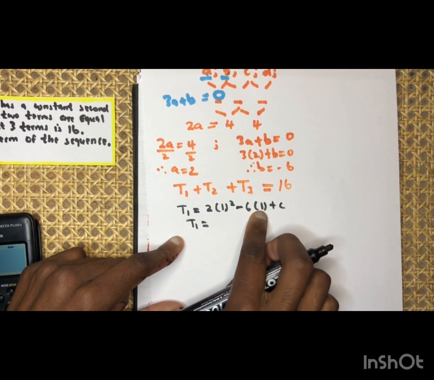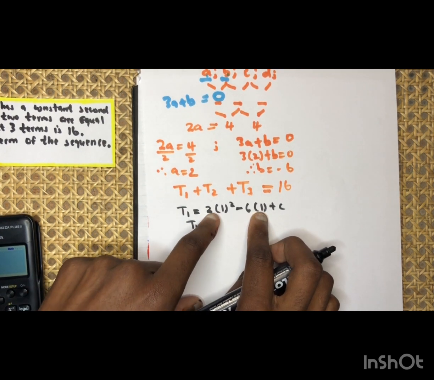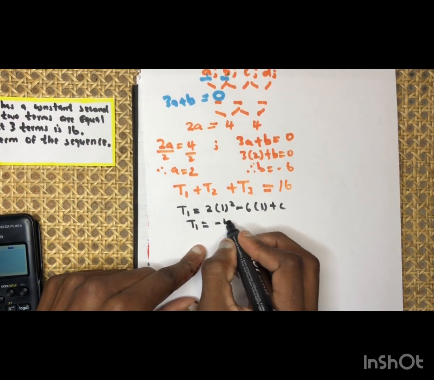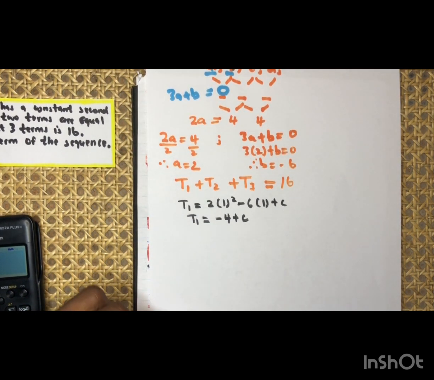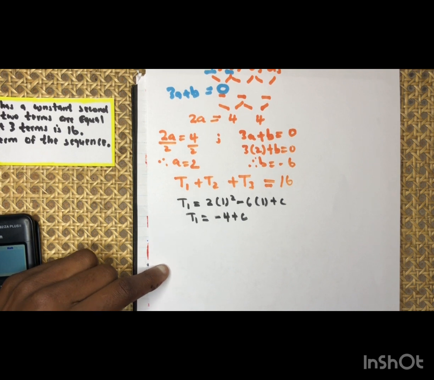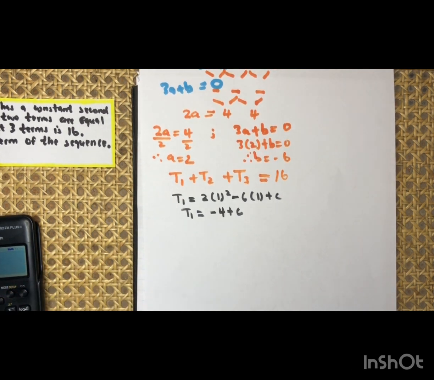Then negative 6 times 1 is negative 6. So we're going to say 2 minus 6, we get negative 4 plus c. So that's T1. Then we go to T2.